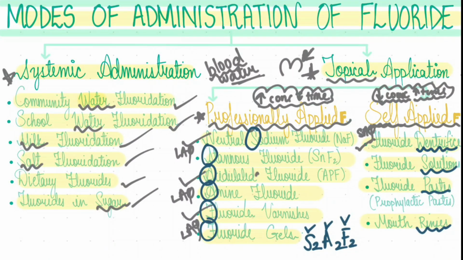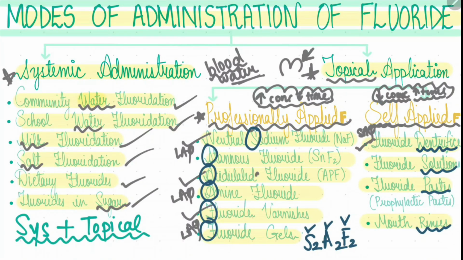Now, there are some fluoride preparations which have systemic as well as topical effect. Okay, some preparations have systemic as well as topical effects. What is the example of it? It is fluoride oral rinse supplement. What is it? Fluoride oral rinse supplement.